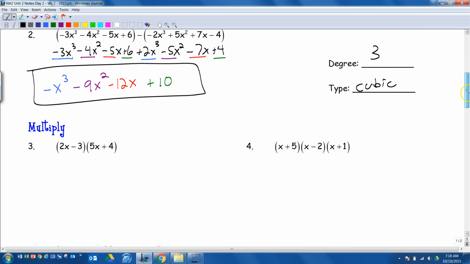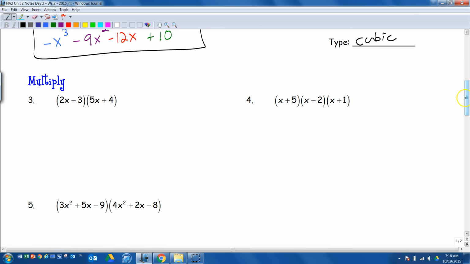Okay, for multiplying, it's like foiling. It is foiling actually. But sometimes there's bigger pieces. So for the first one, and again, if you know how to do this, you can pause the video and try them before you see the answer. First outer, so we get 10x squared plus 8x minus 15x minus 12. So our final answer is 10x squared minus 7x minus 12.